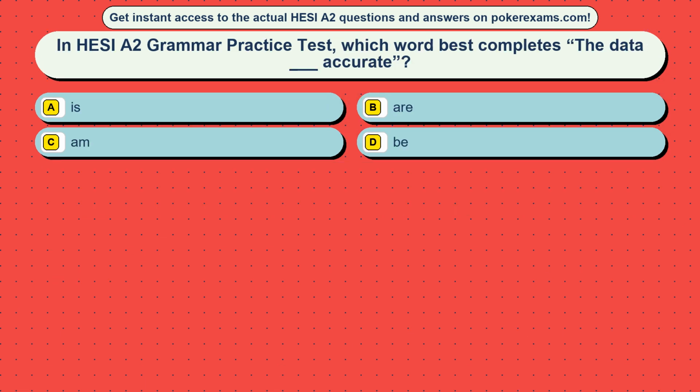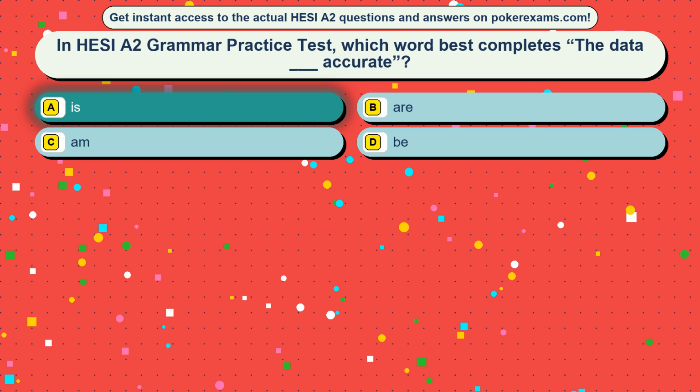Question 33. In HESI A2 grammar practice test, which word best completes the data blank accurate? Option A, is. Option B, are. Option C, them. Option D, be. The correct answer is option A, is.